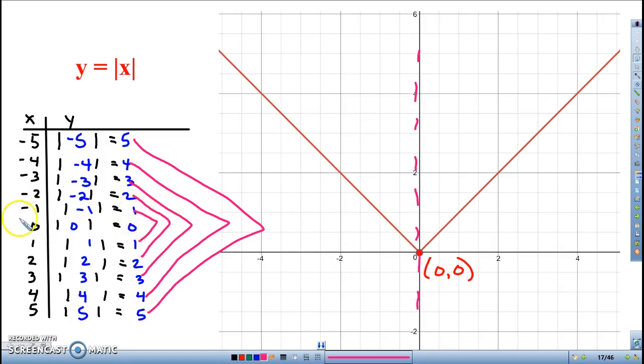This right here is our vertex. What's the fast way to find your vertex? What's inside the absolute value bars? When it's simplified, what x value would you put in so that what's in the absolute value bar simplifies to 0? Well, in this case, it's 0. If you do that, pick 2 or 3 x values smaller, 2 or 3 x values bigger, make your graph.